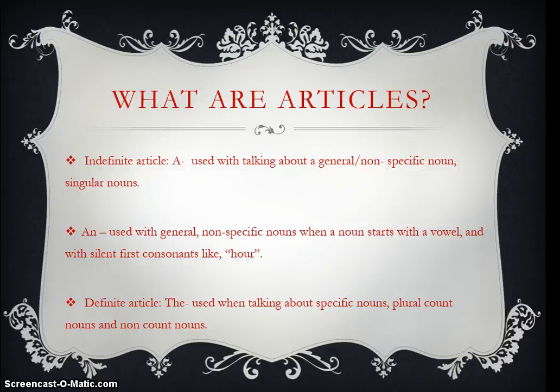In English, we have indefinite articles and we have definite articles. The indefinite articles are a and an. A is used when talking about a general non-specific noun that's singular, and an is also used with general non-specific nouns when a noun starts with a vowel, and also with silent first consonants like in the word hour.